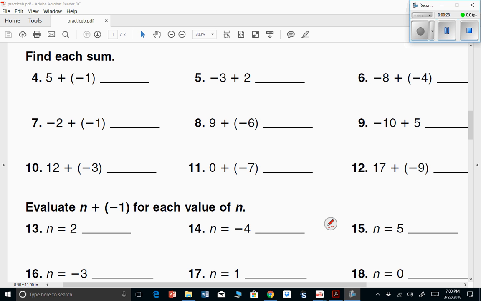So here we go. Problem number 4 here. Sorry, my orientation is off and I cannot fix it.